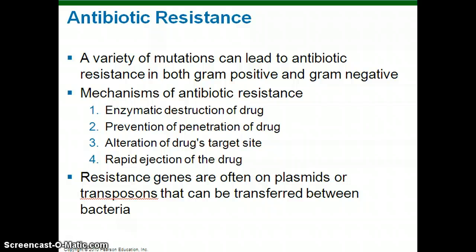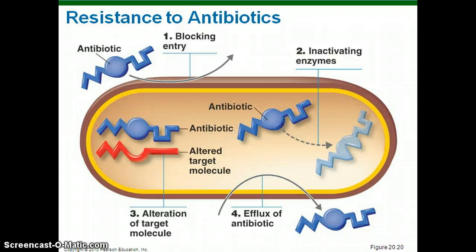And there are 4 main mechanisms of antibiotic resistance, 4 main ways that bacteria can prevent antibiotics from really affecting them. That's enzymatic destruction of the drug, prevention of penetration of the drug, alteration of the drug's target sites, and rapid ejection of the drug. This slide shows you a picture that helps to explain each of those. First of all, you can have a bacteria that can block the entry of the antibiotic. If the antibiotic can't get into the cell to disrupt processes, then it's not going to have any effect. And you can take all the antibiotic you want, but it's not going to do any good because it can't get into the cell.